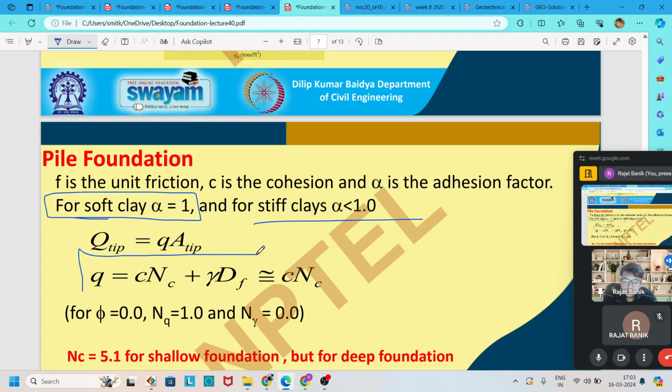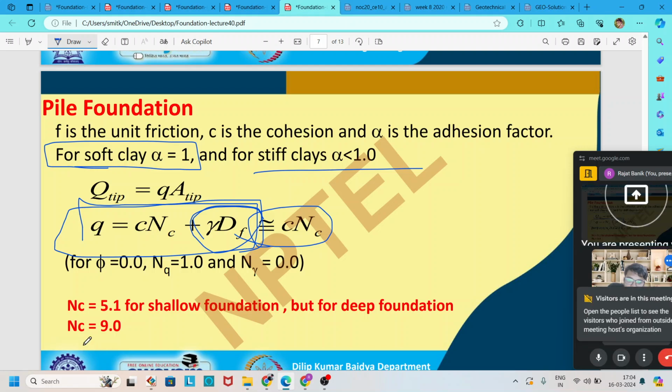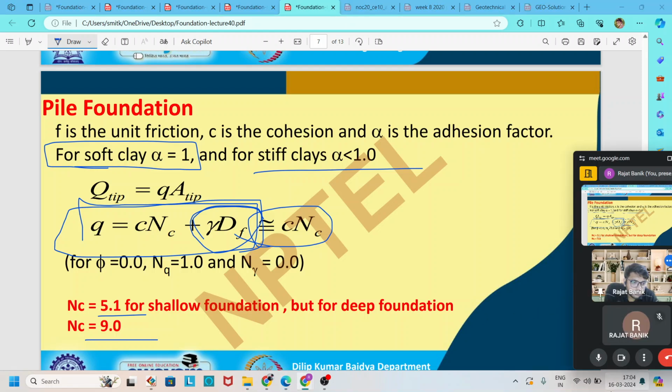And again, for tip resistance, we can use the bearing capacity formula for shallow foundation for clay soil. But here again, we remove this gamma Df term and we treat it as Q is equal to C Nc, where Nc value for clay soil in deep foundation is 9. For shallow foundation, it is 5.14 or 5.7.